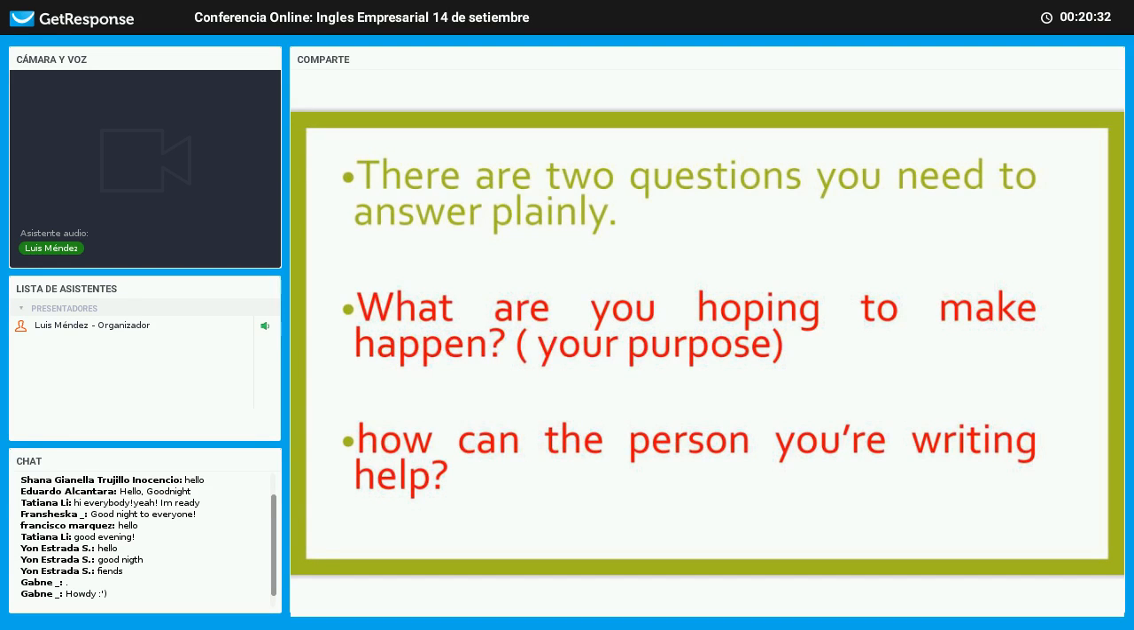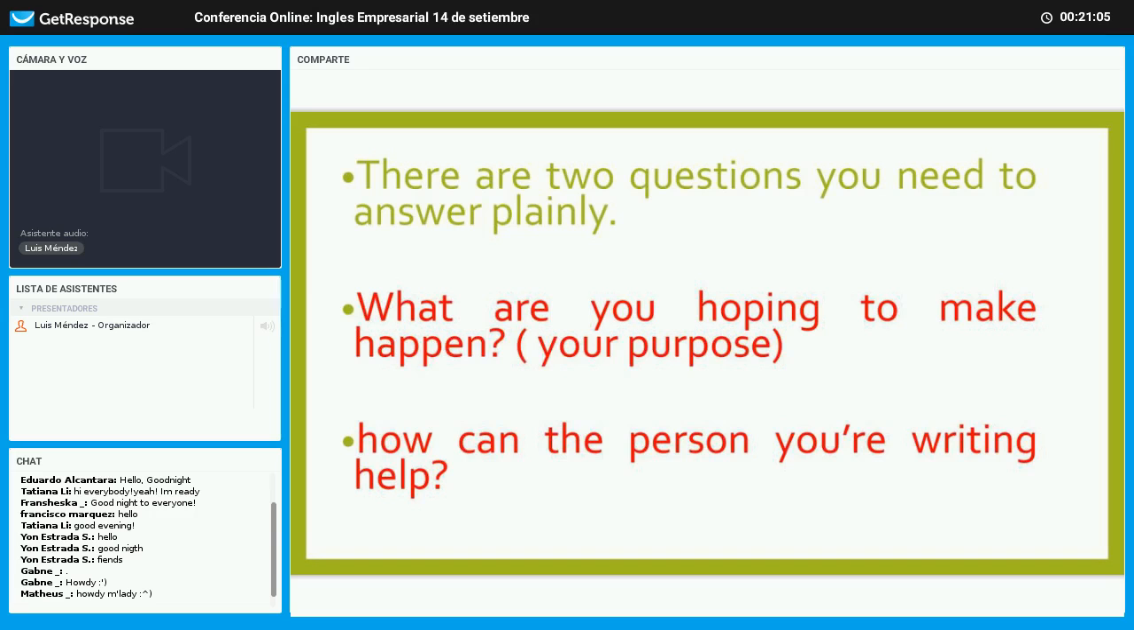Here they plan to tell you two questions. You need to answer plainly, okay? Two questions that you need to be careful about. What are you hoping to make happen? What is your purpose, in other words? That's what I included. What are you hoping to make happen? And how can the person you're writing help? How can this person help you? Okay?